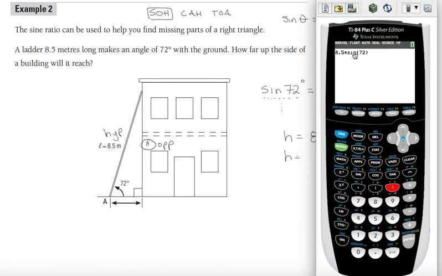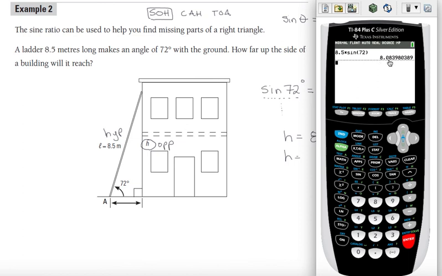If you have a calculator where you have to put in the degrees and then sine, you're going to have to do 72 sine and then multiply that by 8.5. Or you could do 8.5 times 72 sine equals. And if you're not sure, make sure you're checking. So this is 8.08398, etc. My length here is just to the nearest tenth, so let's do this one to the nearest tenth because it doesn't tell us otherwise.